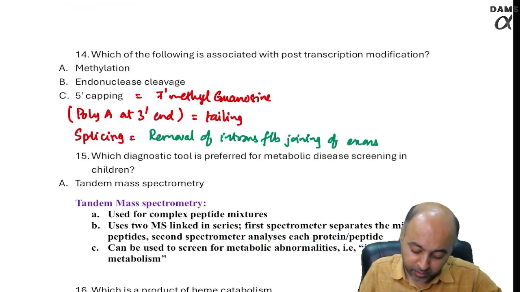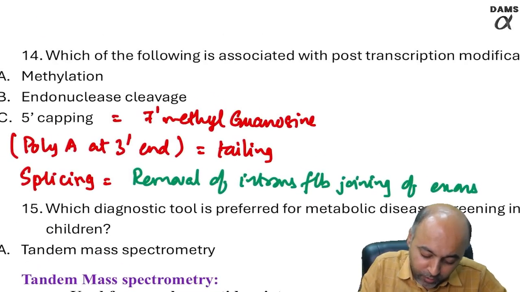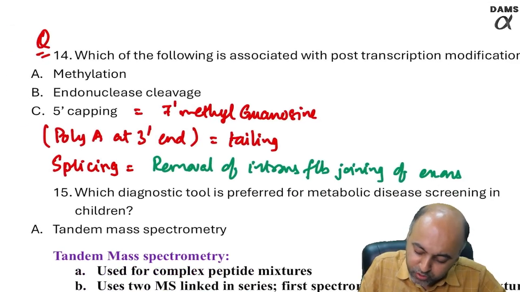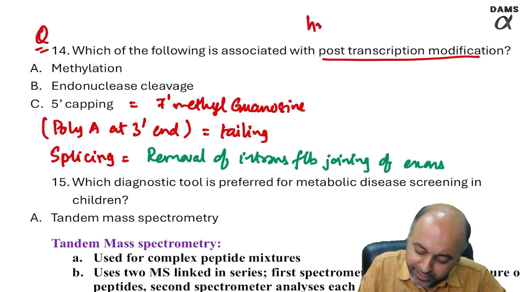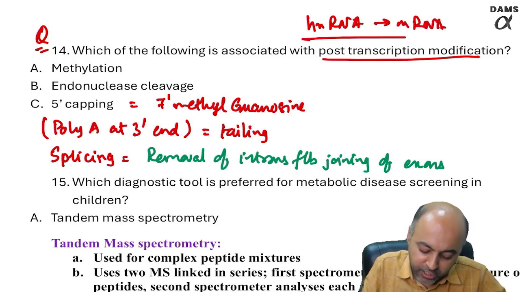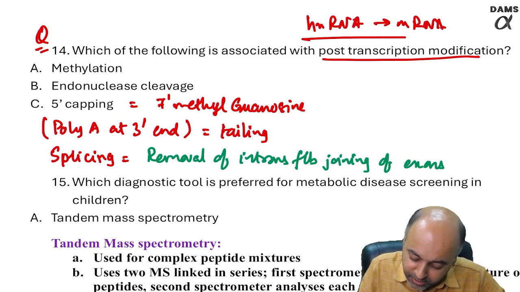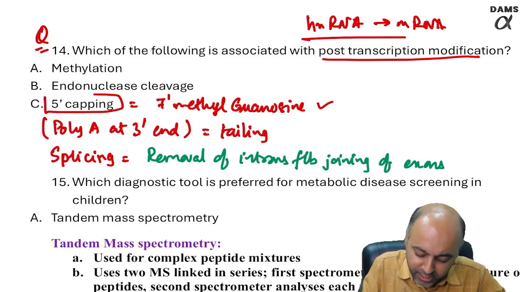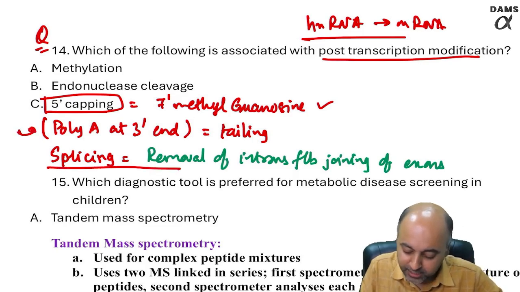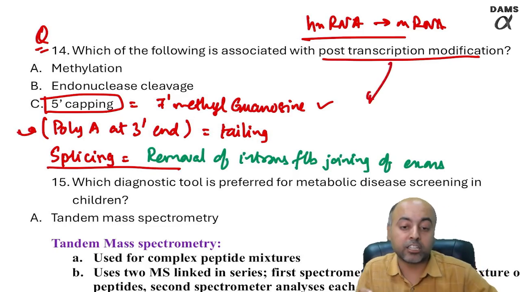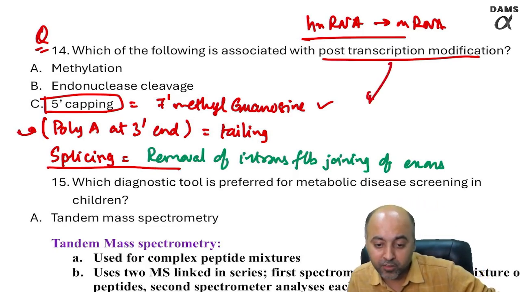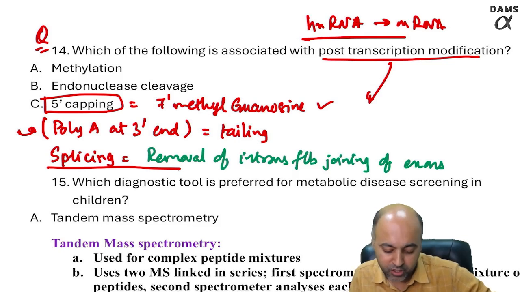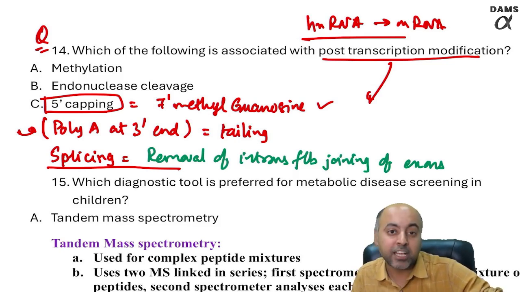All right. One important concept: post-transcriptional modification of hnRNA into the messenger RNA. It requires the 7-methylguanosine at the 5' end, the poly A at the 3' end, and splicing. These are the three changes included in the post-transcriptional modification.